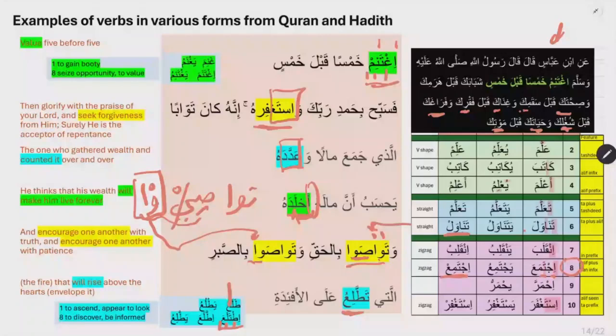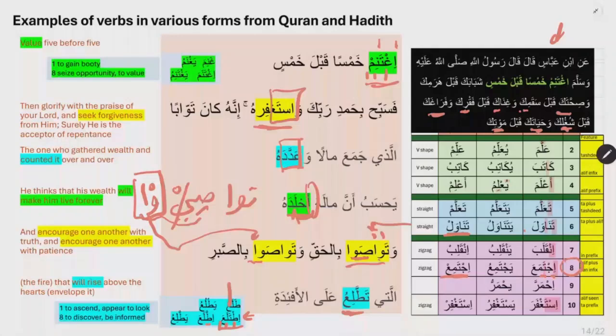Don't confuse this to be the middle letter tashdid, because here you notice the tala is the root. So tala, the ta is the first letter, and the first letter can't take tashdid in the second form. Here it's just a combination of letters that combined that may give you that form of itala yataliyu.